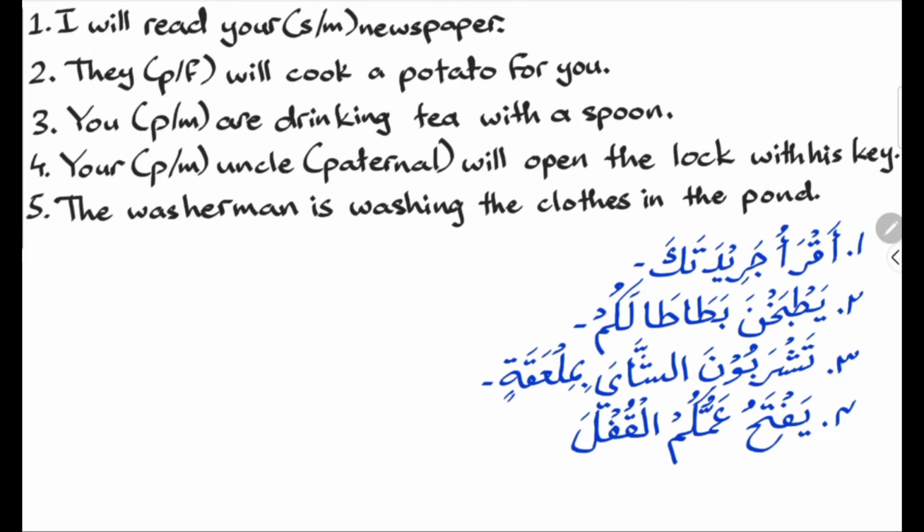With his key. Now with is bi, his is he, and key is al-miftah or miftahun. So his key is miftahuhu. You add a ba to the miftah and it becomes bimiftahihi. And the reason it's miftahihi is because miftah is coming after ba, and whatever comes after ba gets a kasrah. يفتح عمكم القفل بمفتاحه.